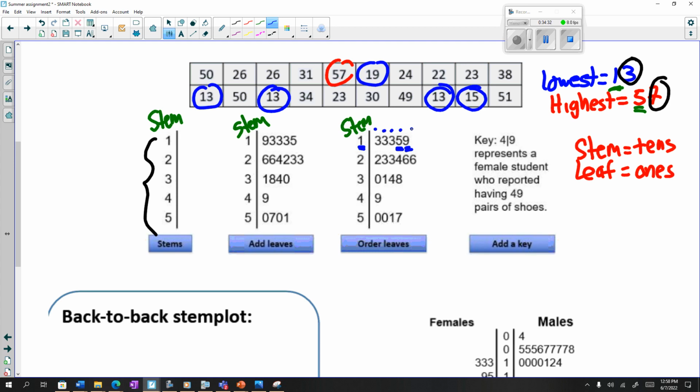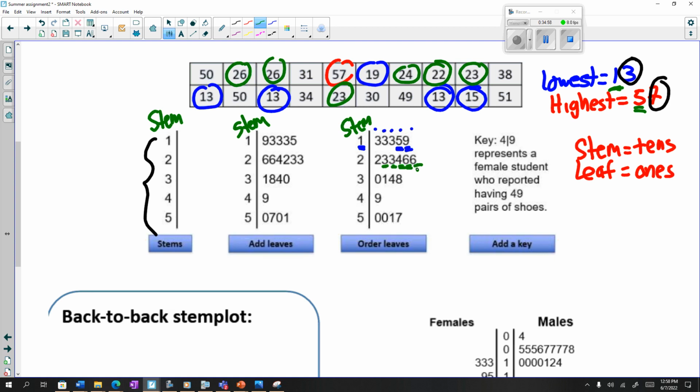Now we would move on to the 2s. The 2s are really representing the 20s. So we have 22, 23, but there are two 23s, so they're here. 24, and two 26s. And then you're done with the 20s. Then you would move on to the 3s, the 4s, and the 5s.